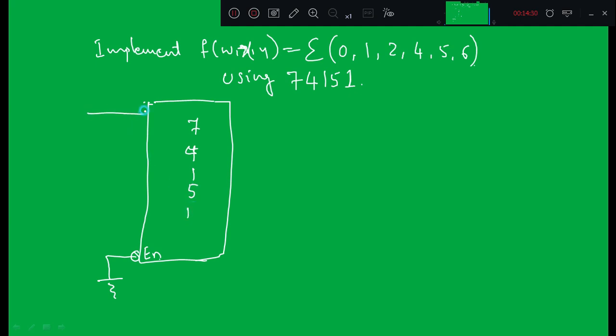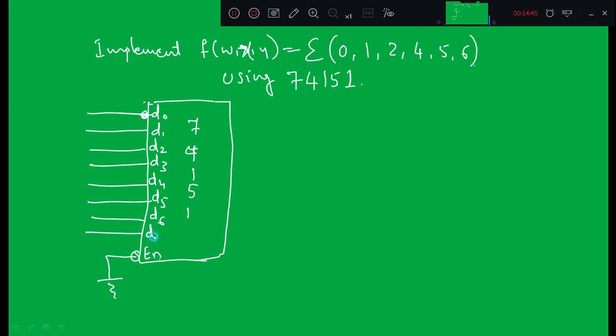74151, right? The data lines are active high, D0, D1, D2, D3, D4, D5, D6 and D7, right? And there are two outputs again, F which is active high and G is active low, right? Now, summation again, the given terms are min terms. That means for these 6 combinations, output should be equal to 1.